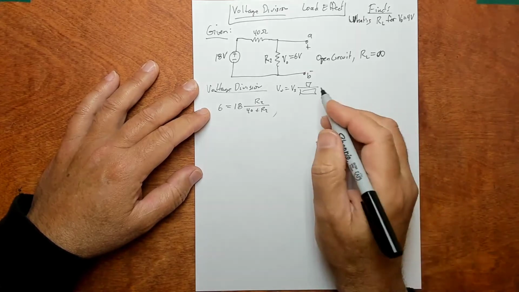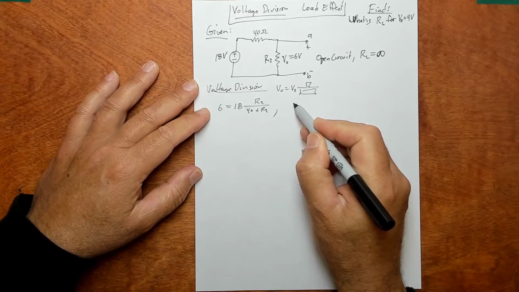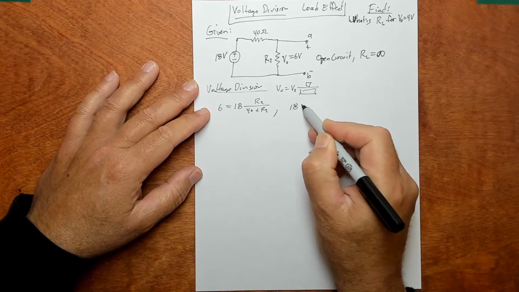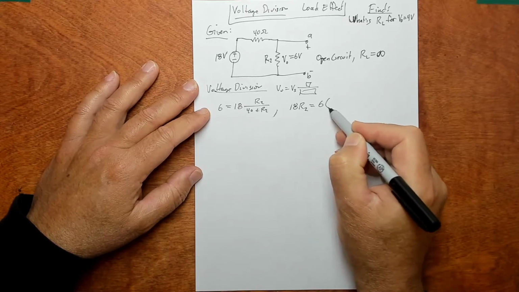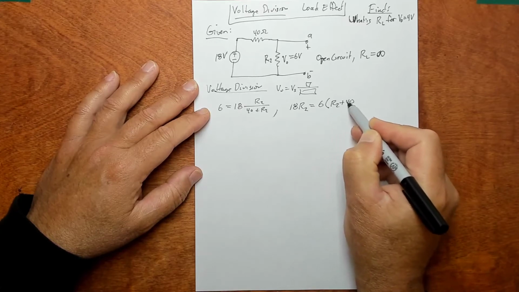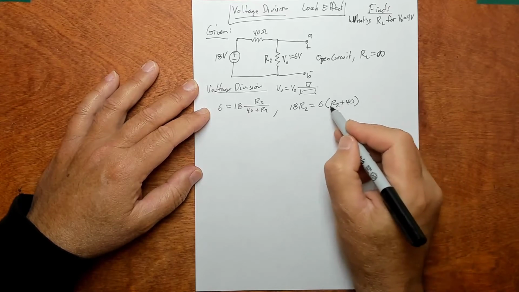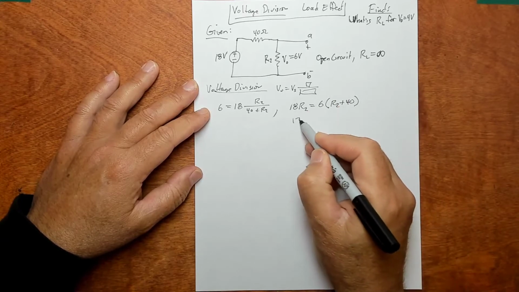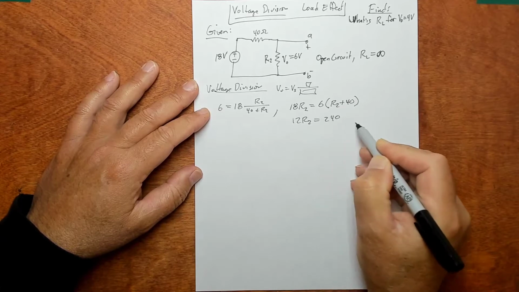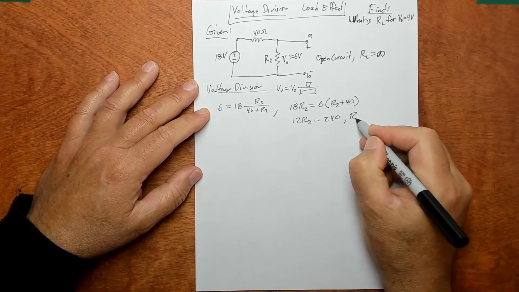Okay, so we can solve the algebra on this. We move the denominator over to the other side. So 18 R2 equals 6 times (R2 plus 40). We multiply the 6 into this, then move it back to the other side, and you end up with 12 R2 is 240, right? And so R2 is 20 ohms.